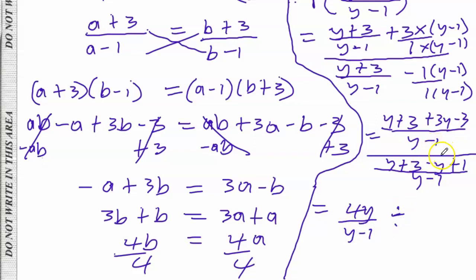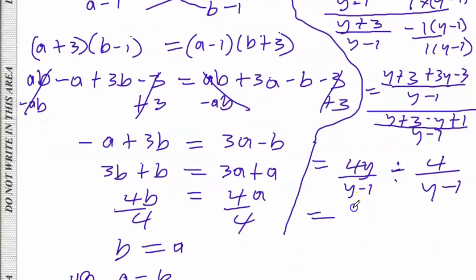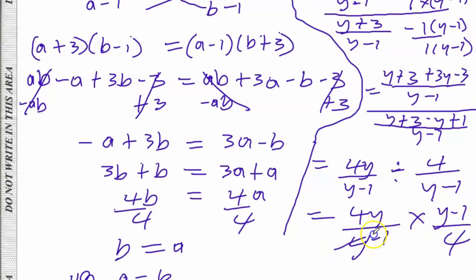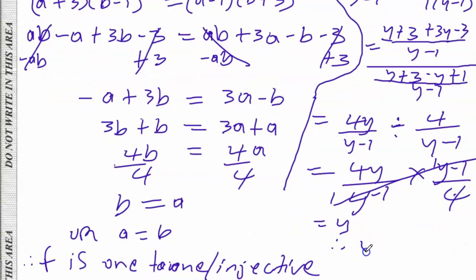Divide by what we have down here now: y minus y, that's 0, 3 plus 1, 4. So that's 4 over y minus 1. So this becomes 4y over y minus 1 times y minus 1 over 4. Now y minus 1 into itself was 1, and 4 into 4y leaves us with just y. So we have proven that f of x is equal to y. So therefore, f is onto.